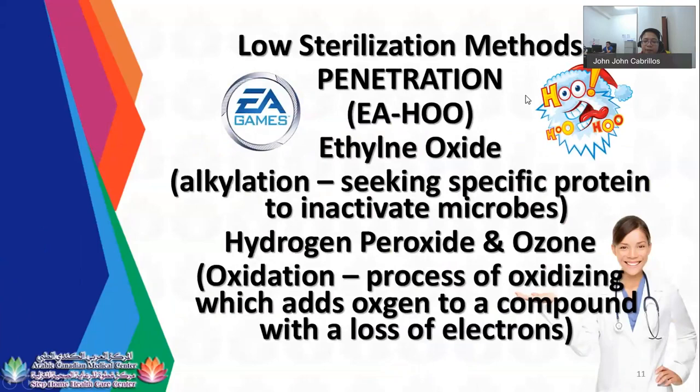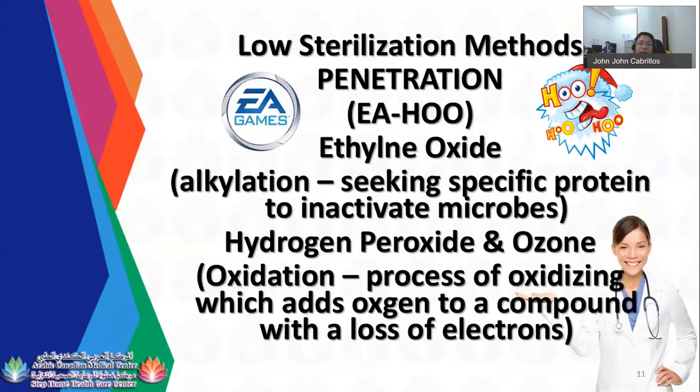So for low sterilization methods, for penetration, please remember the EA and HOO. I put a logo which is EA Games, which is actually a brand for PlayStation games, and HOHO is your Santa Claus. Okay, so EA for ethylene oxide, the penetration is called alkylation. Alkylation means seeking specific protein to inactivate microbes. So during the alkylation process, your EtO destroys the cell's ability to metabolize or reproduce, which leads to organism death.